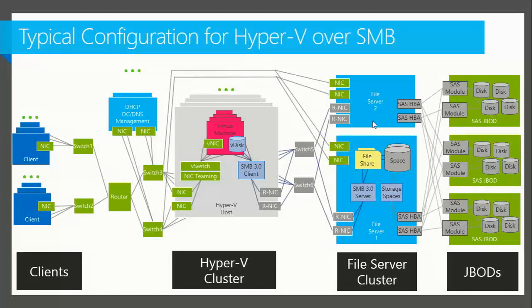So I have a 2-node file server. I have 3 JBODs. I have a whole bunch of Hyper-V hosts here. And I have my management infrastructure over here, and I have my clients. So imagine this is, for instance, you're running a few hundred IIS hosts with SQL inside the VMs and all that. And your clients here are the ones accessing that workload, which lives in the VMs, right? First thing you see is that I have multiple JBODs, multiple HBAs, multiple NICs at every step of the way.